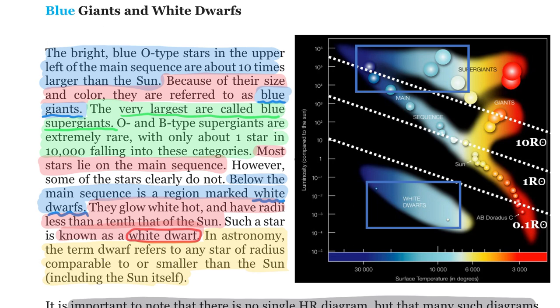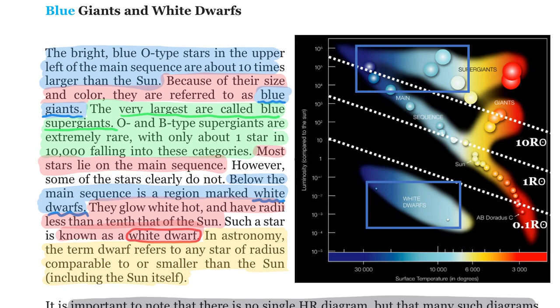So if we now look in the top left here, the bright blue O-type stars, remember the O-type stars are the hottest stars, in the upper left of the main sequence in particular, here are about 10 times larger than the Sun. And therefore, because they are hot, they have a very high surface temperature. Because they're O stars, they are blue. And because of their radii, they are referred to as giants. So these are blue giants.